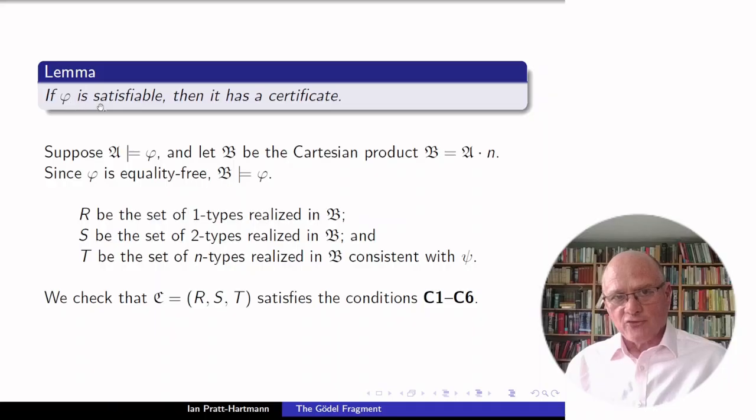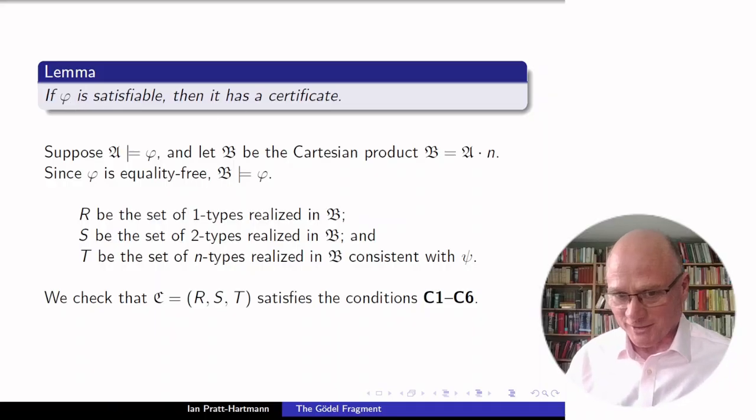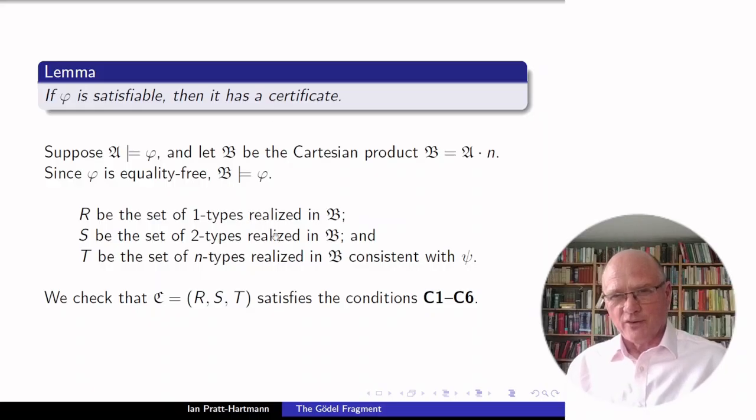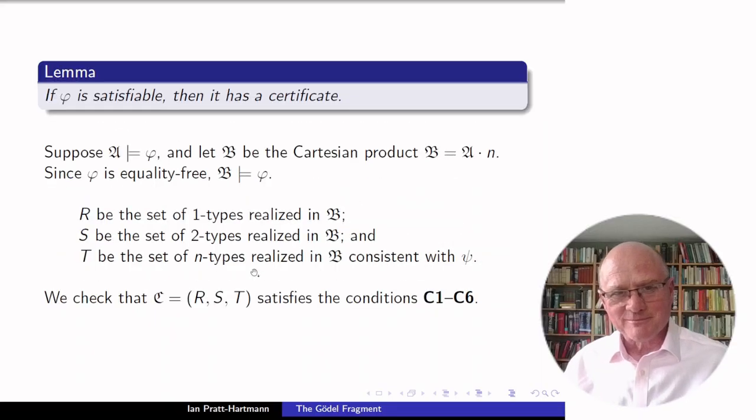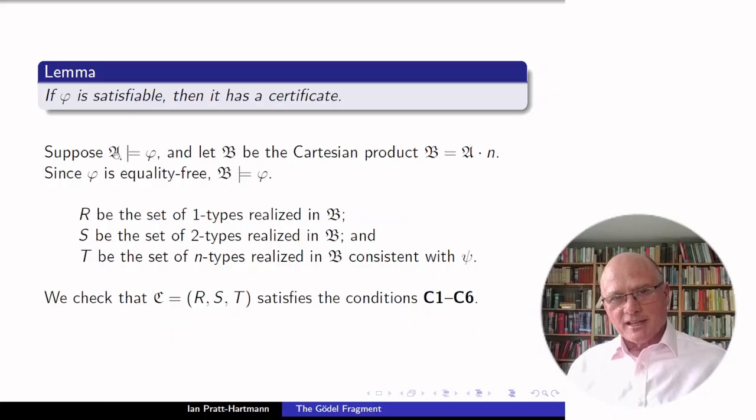So the lemma says if phi is satisfiable, it has a certificate, I mean, a certificate satisfying conditions C1 to C5. I think I've called them C6 here. I think there are just 5 of them. Should we check? It says there are just 5 of them here. So C1 to C5. Okay. So let's prove this lemma. Suppose that A models phi.